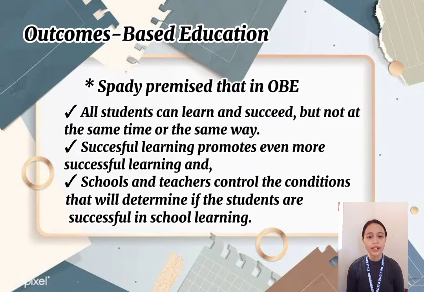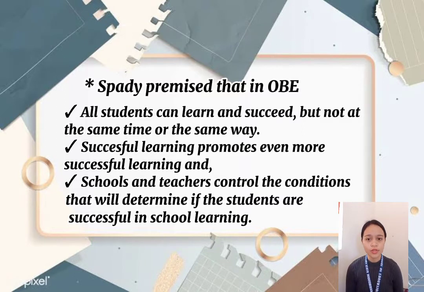Spady premised that in outcomes-based education, all students can learn and succeed, but not at the same time or in the same way. Second, successful learning promotes even more successful learning, and schools and teachers control the conditions that will determine if the students are successful in school learning.